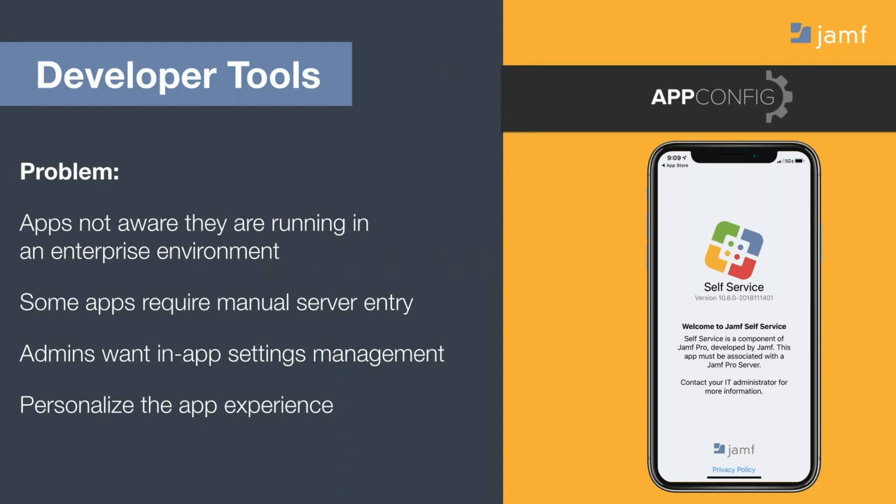And the first one that we're going to talk about is app config. So the problem statement: by default, when an administrator goes to deploy your app, they actually have no way of knowing that it's running in an enterprise environment versus someone's personal iPhone. And beyond that, some of your apps might require user input before the app is actually functioning. One that we see often in the enterprise is "enter your server address." And that's a required field before the app even becomes useful.